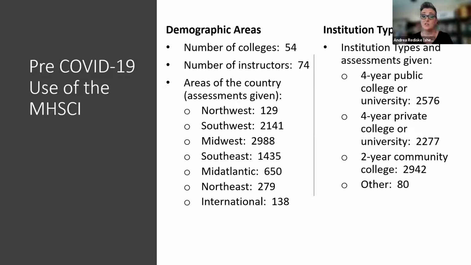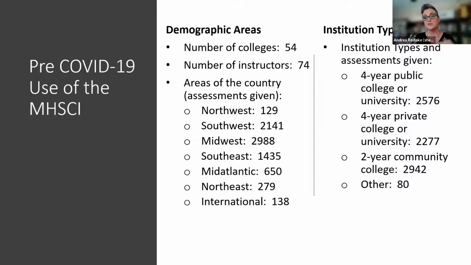Two-year community colleges are using it a little bit more than the public and private four-year colleges and universities. But the great thing about all of this use of the MHSCI is it helps add to our database of how students are responding to the MHSCI, and gives us more data about our validity and reliability.